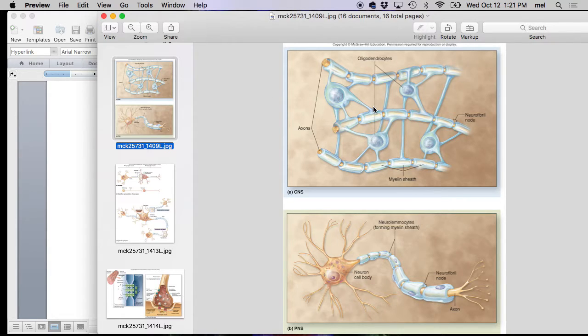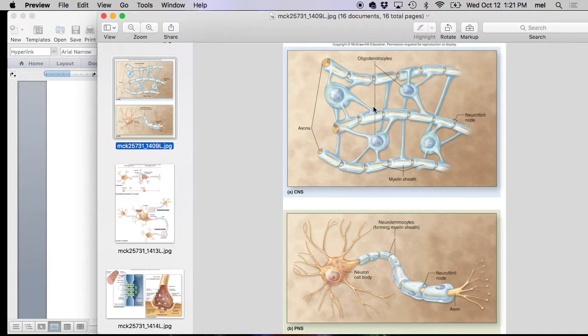This is done by a different kind of cell called an oligodendrocyte. Oligo means many, dendro means fingers, and cyte obviously means cells. So a many-fingered cell. What it does is it extends little portions of the cell membrane and wraps around multiple axons, right? But it ends up still myelinating.